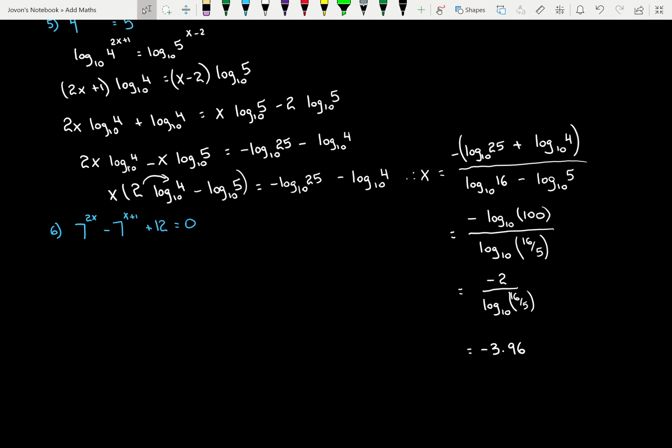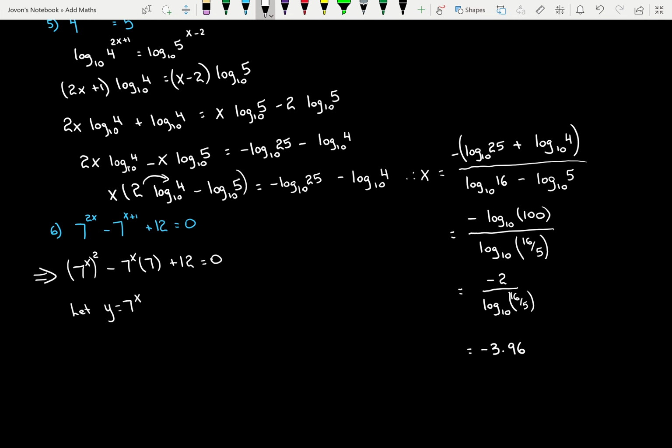So what we need to recall here is our laws of indices. This here is actually 7^x all squared, using the laws of indices, minus 7 to the power x multiplied by 7 plus 12 is equal to 0. We simply get it to this form using the laws of indices, which I will cover in a later video. Then we say let y be equal to 7 to the power of x.